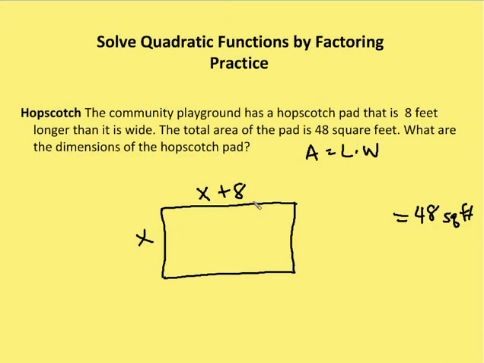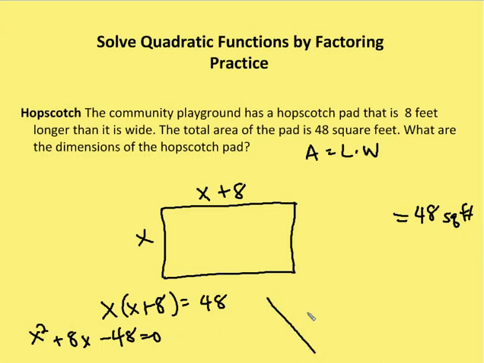So I know if the area is length times width, that's x times x plus 8. I know that is equal to 48. I can rewrite that as x squared plus 8x. I subtract 48 from both sides, minus 48 is equal to 0. Now I set up my diamond and box because I'm going to factor this and solve the equation.